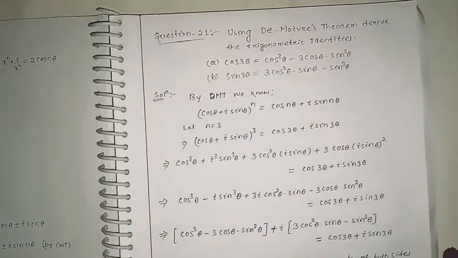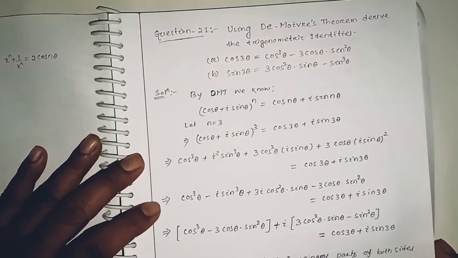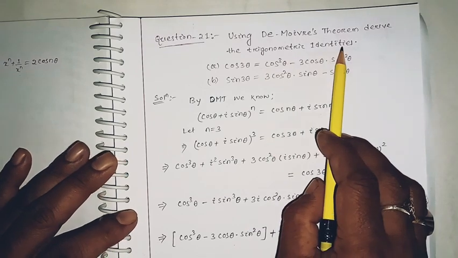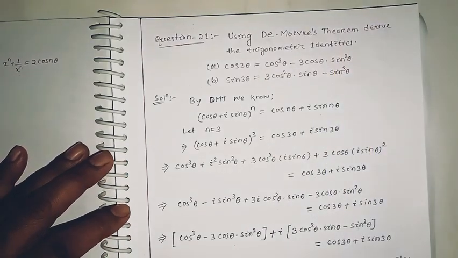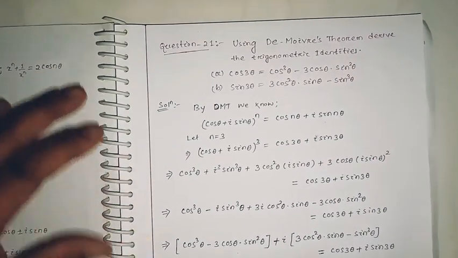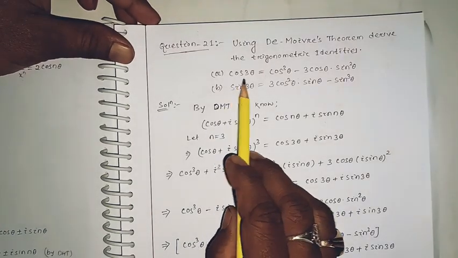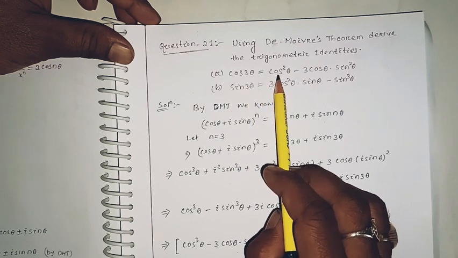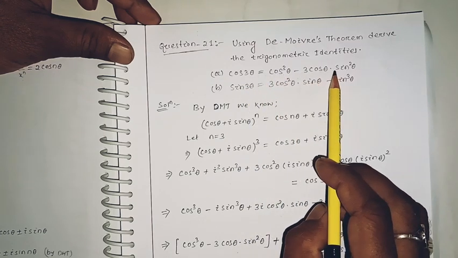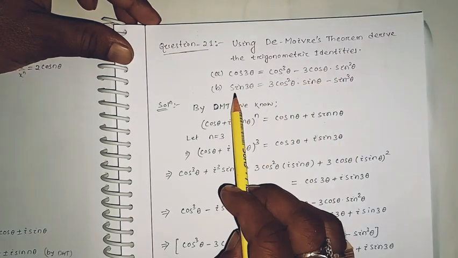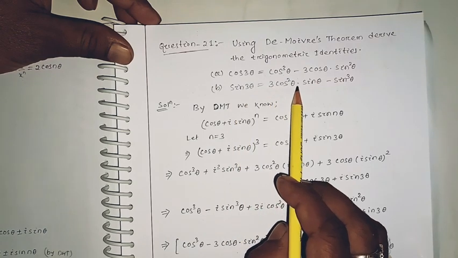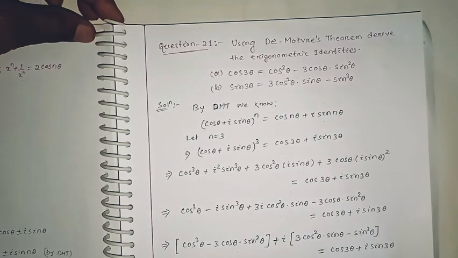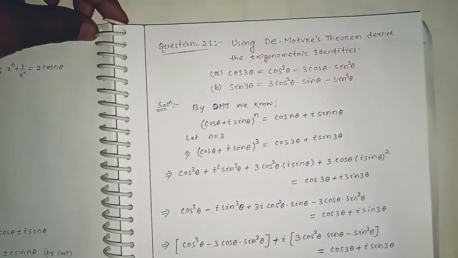Now we are going to go for another question, that is question number 21. Using Demoivre's theorem, derive the trigonometric identities. Cos 3 theta, these two things we have to prove. Cos 3 theta equals cos cube theta minus 3 cos theta into sin square theta. Sin 3 theta equals 3 cos square theta into sin theta minus sin cube theta. These are the two trigonometric identities, or you can say the formulas.